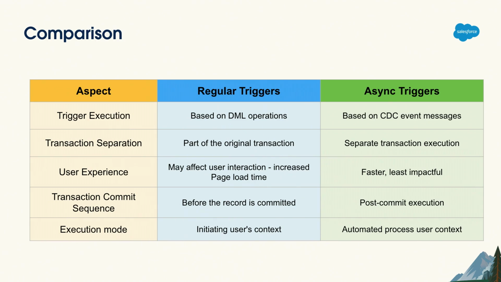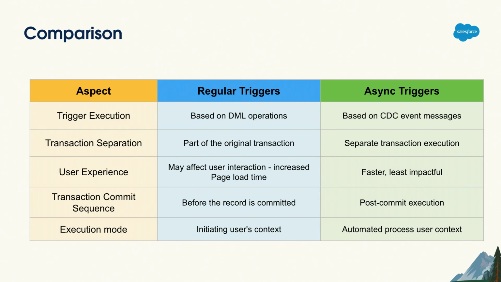Number four, which is the transactional commit sequence. With regular triggers, the automation kicks in before the record gets committed. But with asynchronous triggers, the commit has to be completed first, and then, as a second course of action, the automation kicks in.